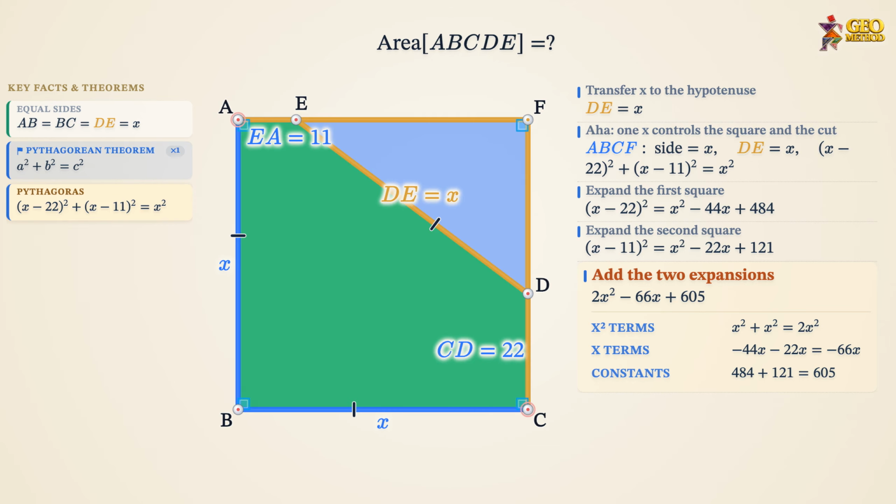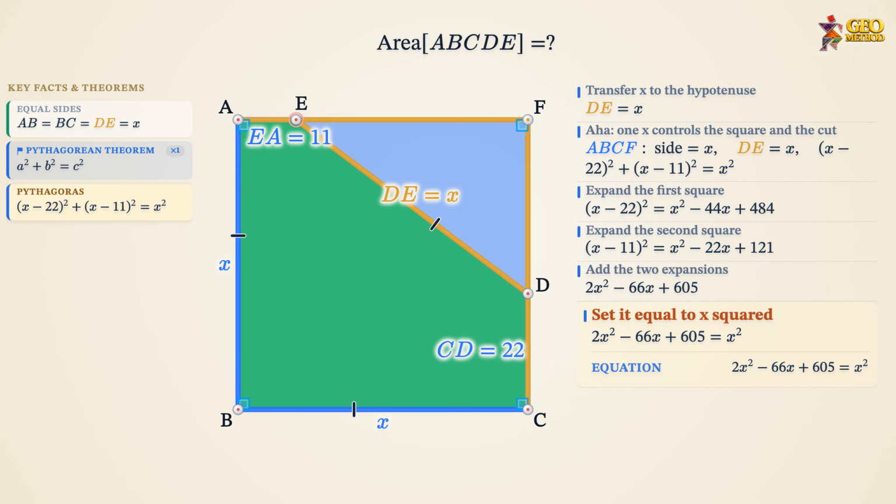Add them term by term. The two x squared make 2x squared, the x terms combine to minus 66x, and the constants 484 and 121 make 605. So the left side is 2x squared minus 66x plus 605. Remember, the whole thing equals the hypotenuse squared, x squared. So 2x squared minus 66x plus 605 equals x squared.